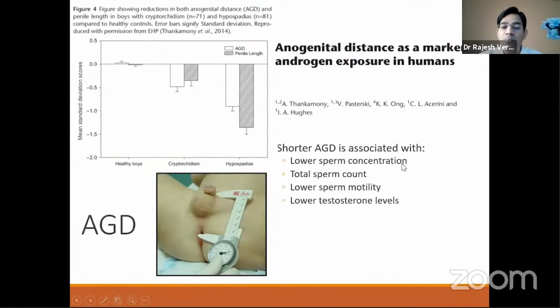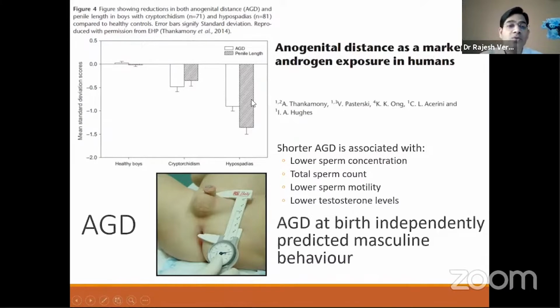So in this study, anogenital distance as a marker of androgen exposure shows that shorter anogenital distance is associated with low sperm concentration, count, motility, and overall hypogonadal state. So this study compared the anogenital distance and penile length in cryptorchid and hypospadias patients. So you can see the mean and standard deviation in cryptorchid, and the anogenital distance in hypospadias is very less.